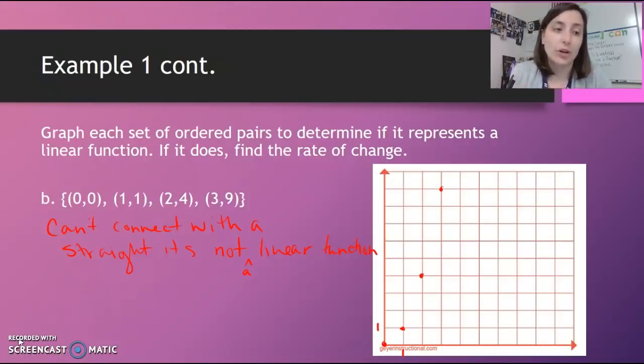And so that is it for our first video for 7.3. In our next, we'll talk about using tables to determine whether we have a linear function.